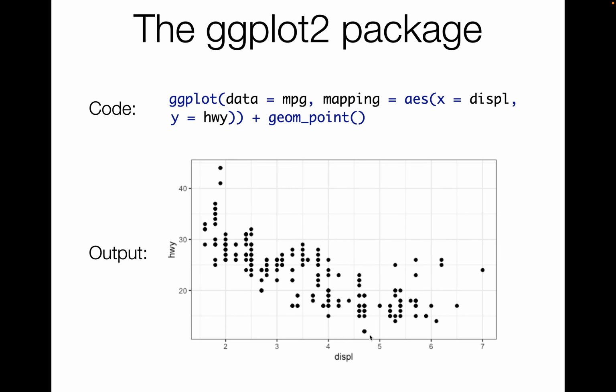The second argument of the function is the mapping. This is the aesthetics, okay? And it's always initiated by the aes function, or aesthetic function, okay? And so aesthetics, x equals displ, y equals hwy, separated with a comma, right? And so that tells you, well, what do I want on the x-axis? Displ. What do I want on the y-axis? Highway. Okay, plus geom_point.